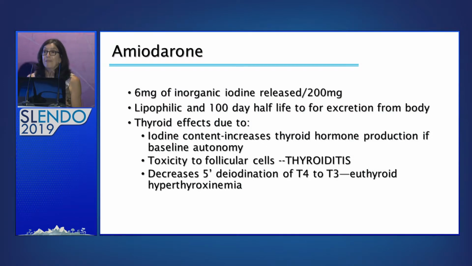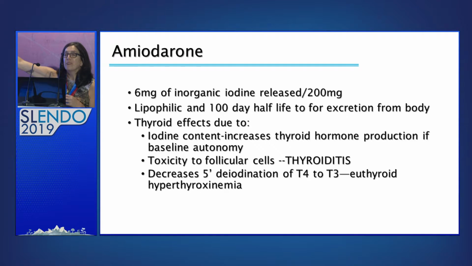So amiodarone is a very commonly used drug. It sounds like even here in Sri Lanka, and I know certainly in India as well, for the treatment of patients with refractory atrial arrhythmias. And amiodarone has a lot of iodine. So if you remember back to my pregnancy slide, I said that the WHO and UNICEF recommend 150 micrograms a day of iodine in the non-pregnant state for a healthy adult.